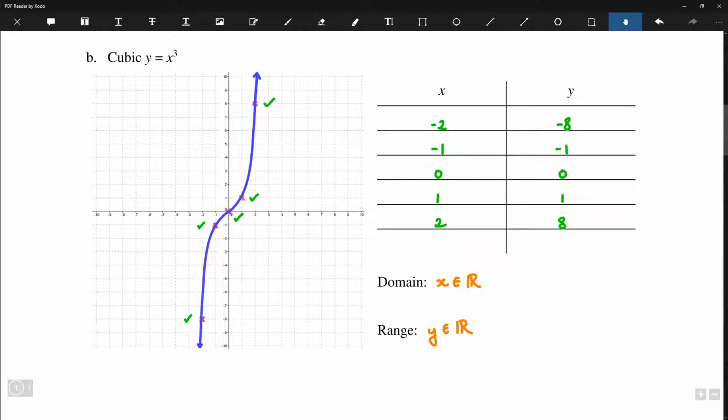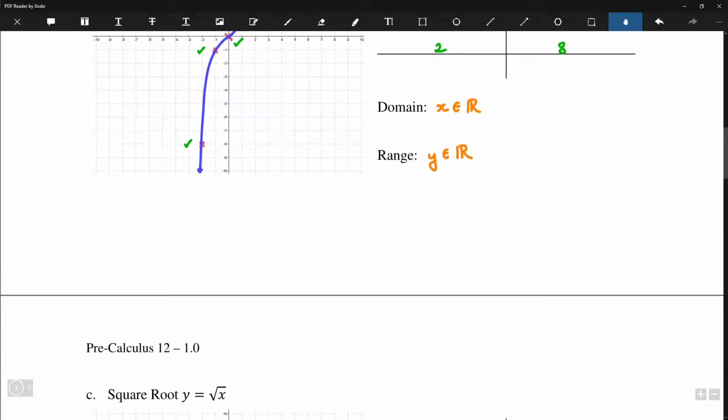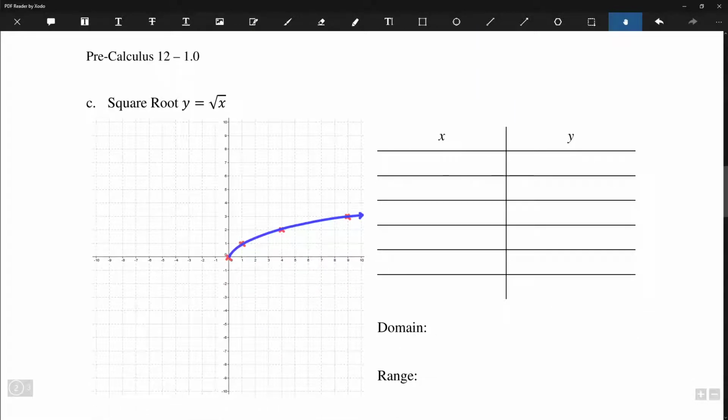So continuing on, the next graph is the square root function. This time we're going to set up the x values a little bit differently. We'll go with 0, 1, 4, 9, and those are the only ones we need.